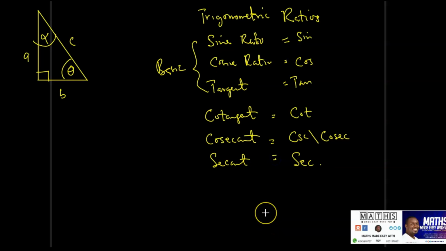Sir, please, I can't see it. You can't see what? The writings are not clear. Oh, are you sure? Sine ratio, cosine ratio, tangent, cotangent, cosecant, and then secant. And I'm saying these are the symbols: sin, cos, tan, cot, csc, and sec. Are you okay now? Yes. Okay.